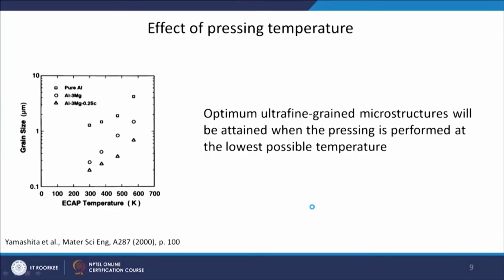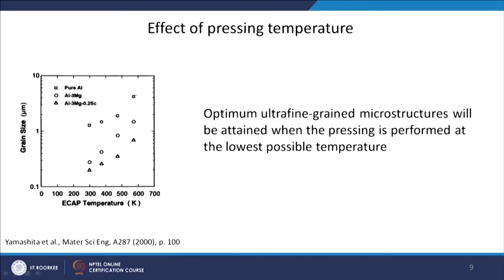Effect of pressing temperature, that is, at what temperature I am doing the deformation. If you see, again this is ECAP temperature in Kelvin and there is a grain size, and this data is for aluminum, magnesium alloys, and in one case scandium is also there. The temperature is changing from 300 to 600 Kelvin, so roughly up to 300 degrees Celsius. The grain size is less than 1 micron in the scandium containing alloy. For pure aluminum the grain size ranges from 1 micron to around 4 or 5 micron.